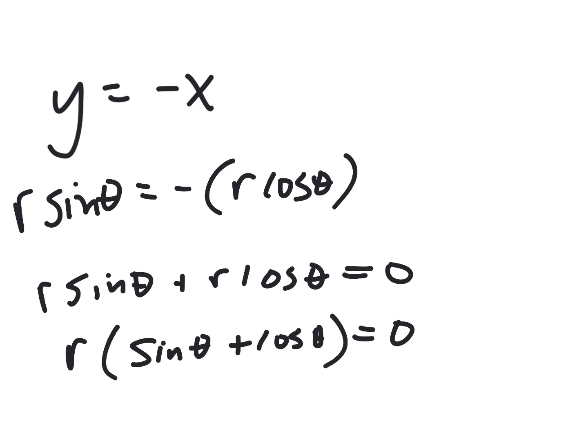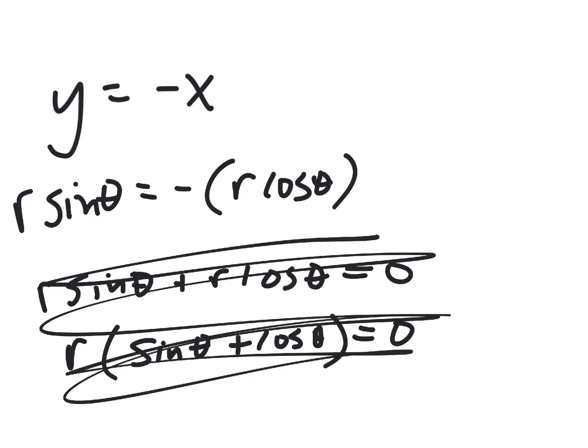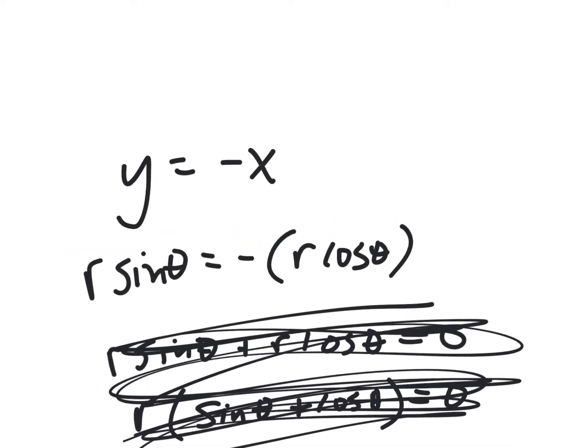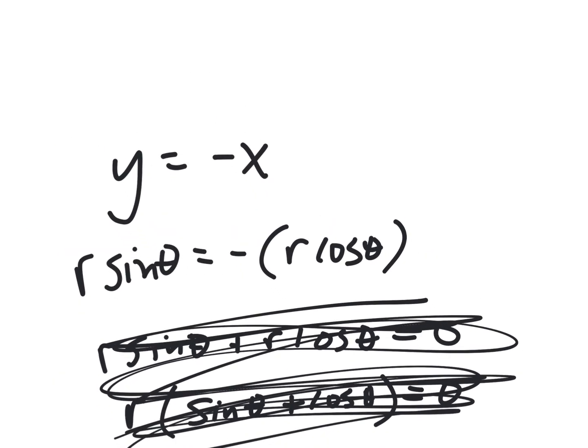Now, the problem is we've done this in such a bizarre way that we're kind of losing our way. So I don't want to continue with this further. We need to get back to where we were, because there's a much easier way to do this. What if you had divided by x right off the bat? You'd have had y over x is equal to negative 1. Any thoughts? Tangent is y over x, isn't it?